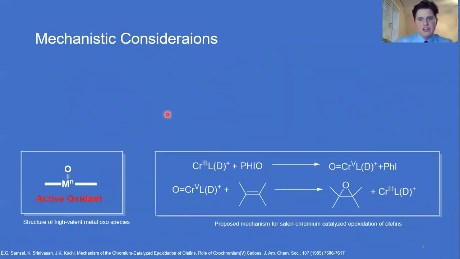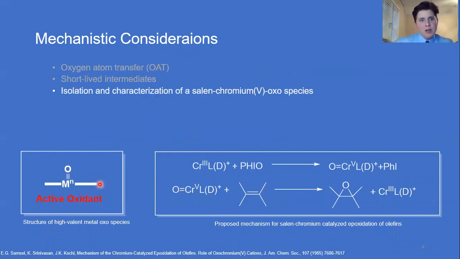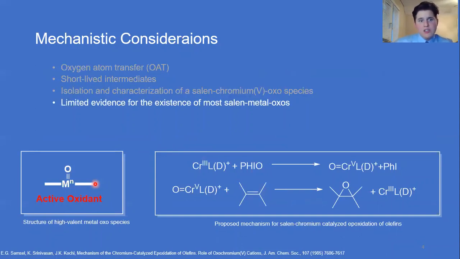So in terms of the mechanism of salen chromium catalyzed reactions, it involves an oxygen atom transfer process, where this oxo ligand can transfer to organic substrates. However, these active oxidants are very short-lived and they're difficult to detect and monitor. Most of our knowledge is based upon the isolation and characterization of a single salen chromium(V) oxo species. But in general, there's limited evidence for the existence of most of these salen metal oxos.